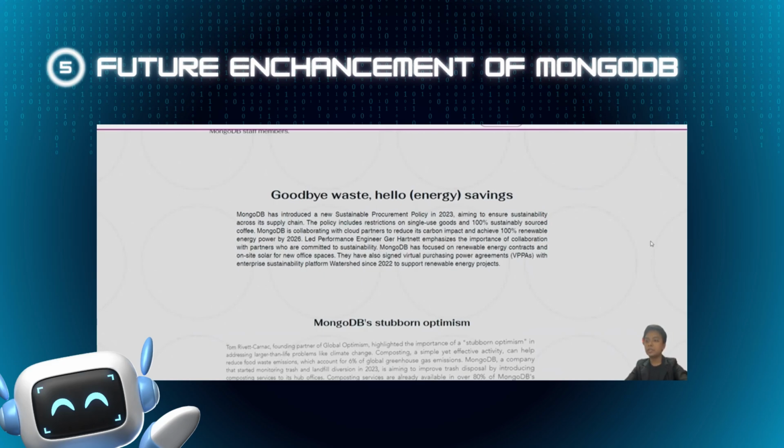Lab performance engineer Jer Hanet emphasizes the importance of collaboration with partners who are committed to sustainability. MongoDB has focused on renewable energy contracts and on-site solar for new office space. They also have signed virtual power purchase agreements (VPPAs) with enterprise sustainability platform Watershed since 2022 for renewable energy projects.